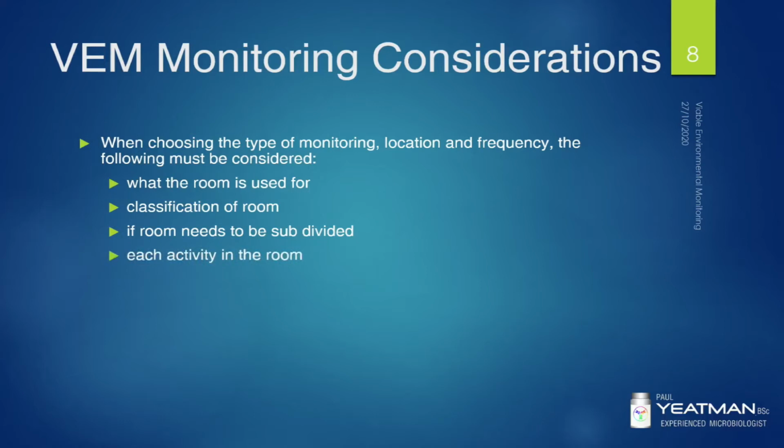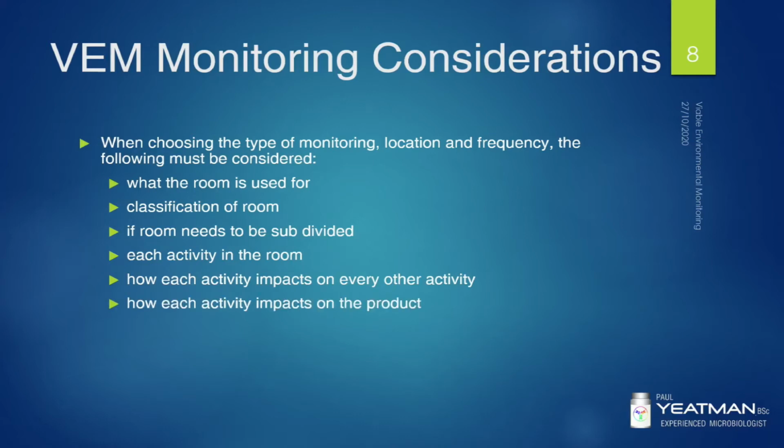The activity in the room. So what's the machine do in the room? What do the people do in the room? Things like this. How each activity impacts on every other activity. Mostly this would be, say, operator movements, because people are the largest source of contamination. So how does the people's activity within that room impact the sterility or the integrity of the batch?